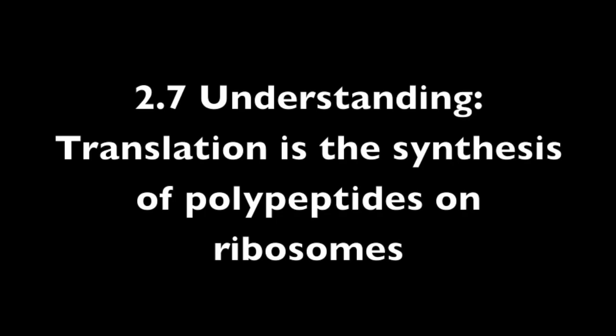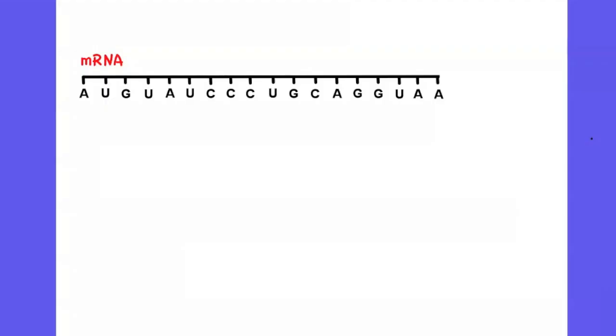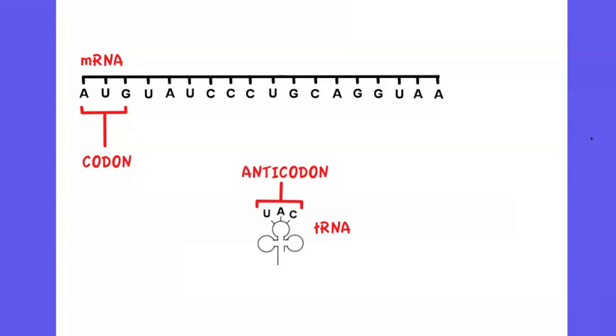Translation is the second stage of protein synthesis where a piece of mRNA is used to create a polypeptide chain. Firstly, let's go over the key terms. Remember that mRNA, or messenger RNA, is made up of codons. tRNA, or transfer RNA, has an anticodon on it, and the anticodon defines the amino acid carried by the tRNA.